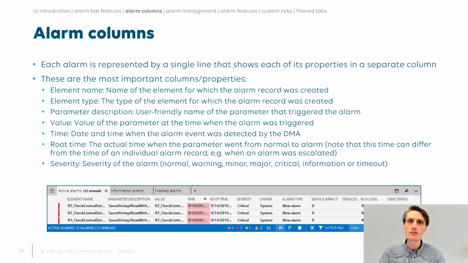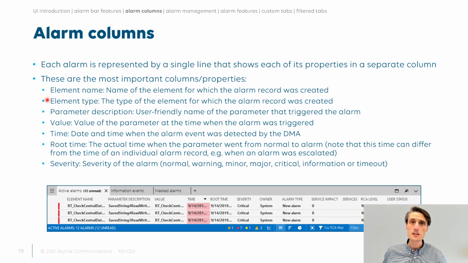First, I'll highlight a couple of the properties that might be worth mentioning here. Typically, those are the ones that are being shown by default, but not all of them. So we have the columns or the properties like element name, parameter description, value, etc. Of course the element name, that's the name of the element where the alarm is happening. So make sure you have a good name there for your elements.